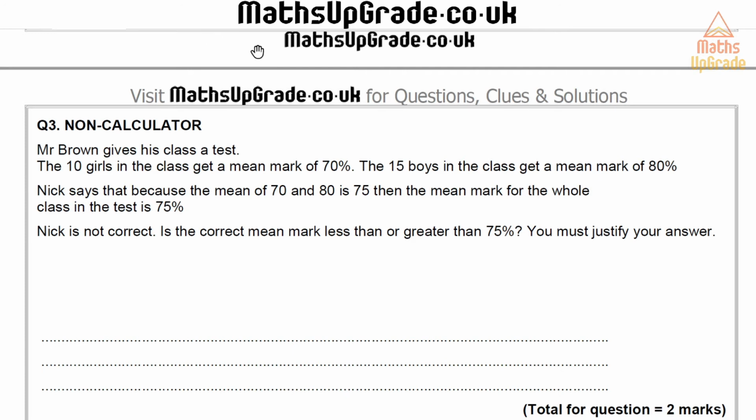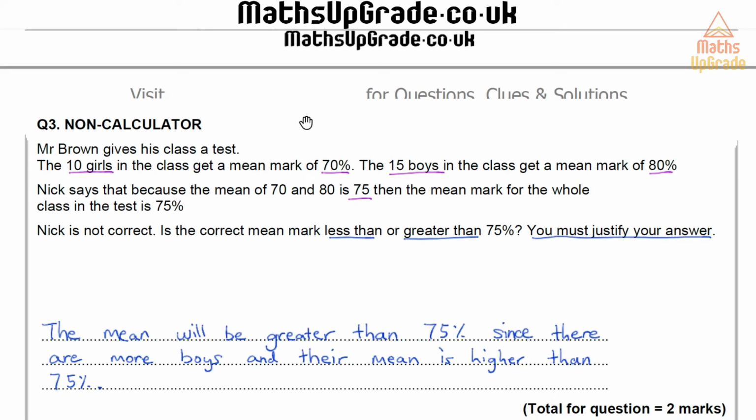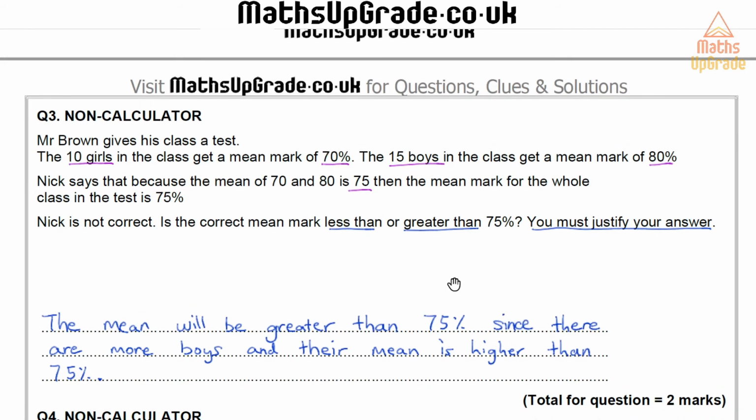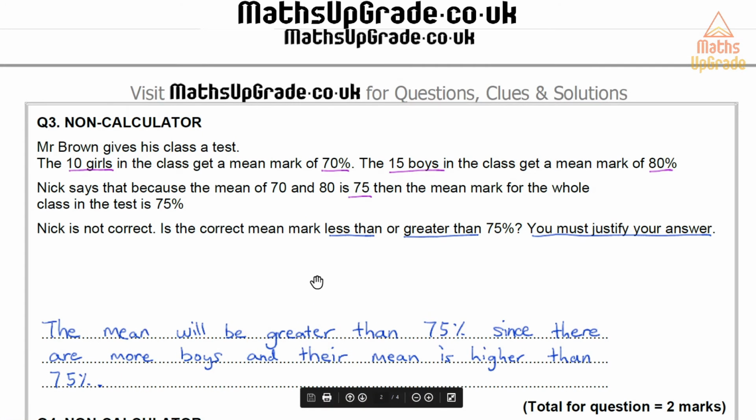So the important thing here is that there's different numbers of boys and girls. They're not equal amounts. If they were equal amounts, then the mean would be 75%. But they're not equal amounts. There's more boys than girls. So the boys' mean here will have a greater effect on the mean of the whole class. So my answer here is that the mean will be greater than 75% since there's more boys and their mean is higher than 75%. And that's your 2 marks for that question.